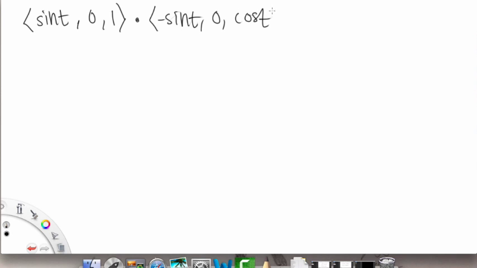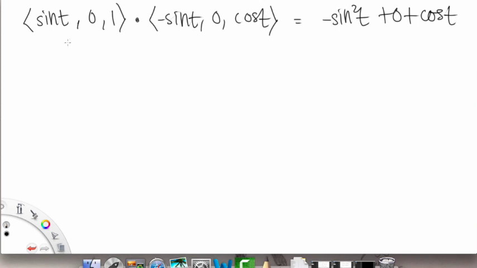So what we get is sine t, comma 0, comma 1, because e to the 0 is 1, dotted with negative sine t, 0, and cosine t. Alright, so this is equal to, let's see, what do we have? A negative sine squared t, and then plus a 0 plus a cosine t.